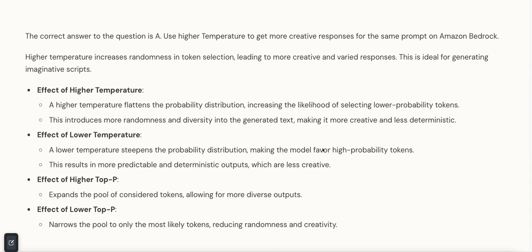So you should know temperature and top P and how they influence things within Bedrock for the quiz.